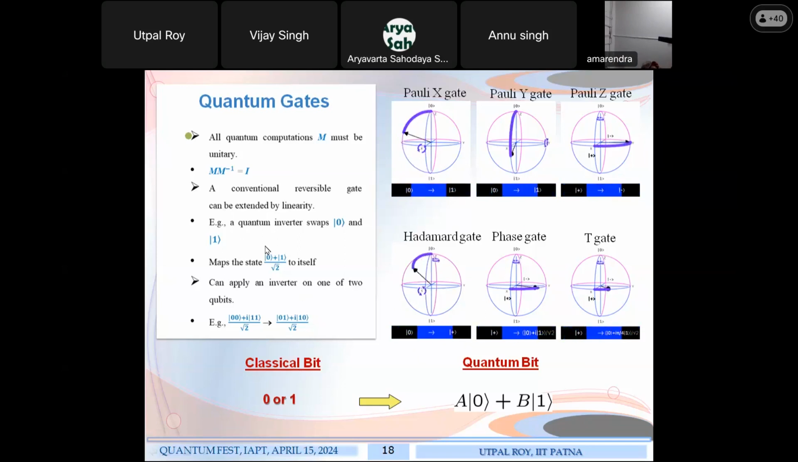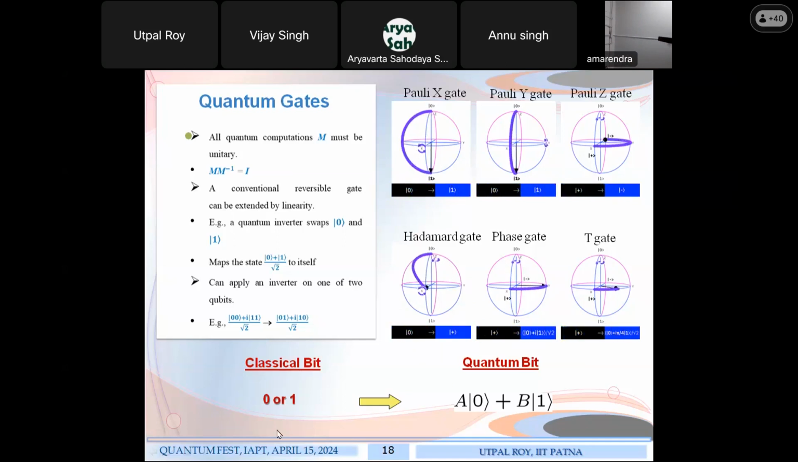So this one is the equatorial plane, and the other gates are operated this way. So a single qubit gate, any logic gate, can be operated on the surface of this particular sphere. So that is the importance of the Bloch sphere in quantum computing.